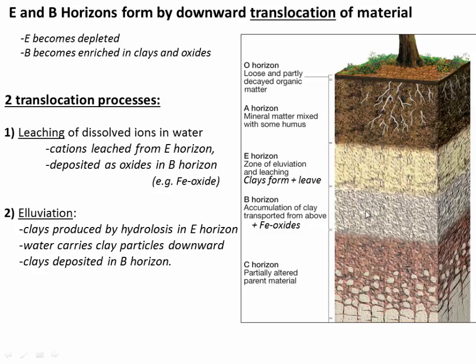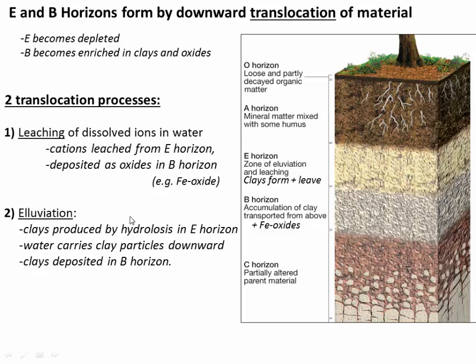And we can identify two translocation processes. One is leaching, in which dissolved ions essentially get leached out of minerals. They get temporarily dissolved into water, and the water carries those dissolved ions down. Once that water dries out, ions such as dissolved iron react with air and are precipitated as iron oxides down in the B horizon.